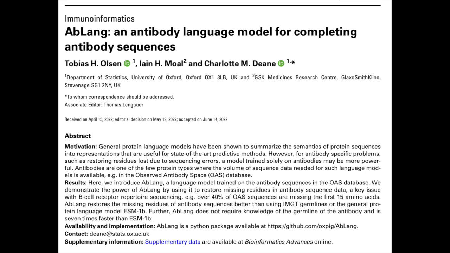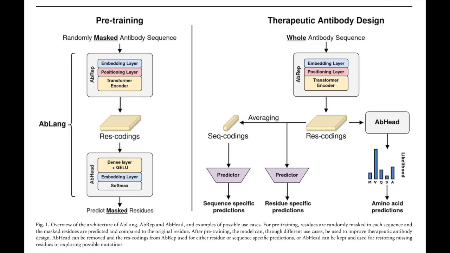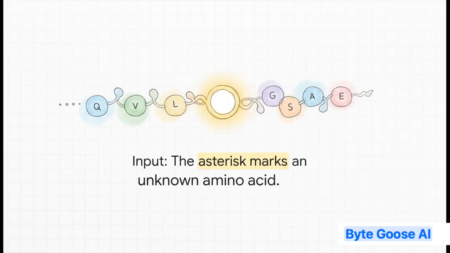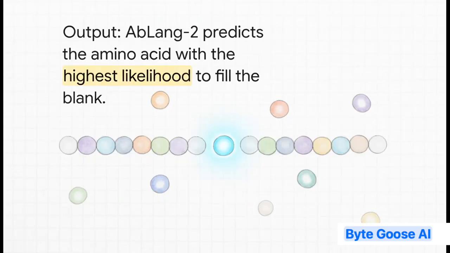So how does it actually learn this complex biological language? Let's take a look under the hood. It was trained on over 35 million sequences to basically learn the rules of antibody grammar. At its core, it's basically playing a biological fill-in-the-blanks game. It's called masked language modeling. You give it a sequence with an unknown part, right here, marked with an asterisk. And then the model predicts the most likely word, or amino acid, to complete that sentence.